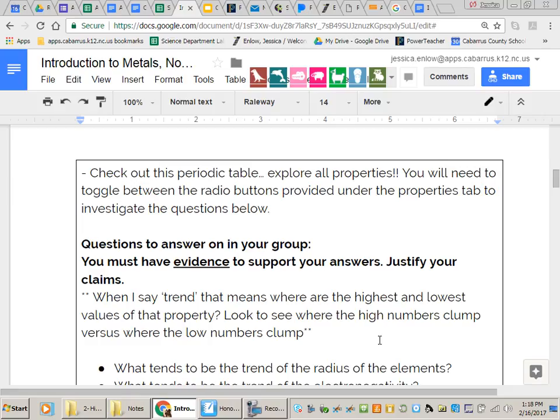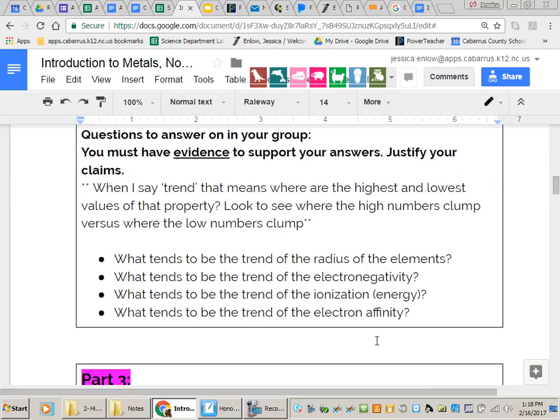There's like 10 there on the periodic table, but we're only looking at 4 in particular. So in your group, you must have evidence to support your answers. You're looking for these 4 questions. If you have 4 people, it's up to you. You can assign the 4 questions, 1 per person, and then come back together to talk about it. Or you can do each of them together.